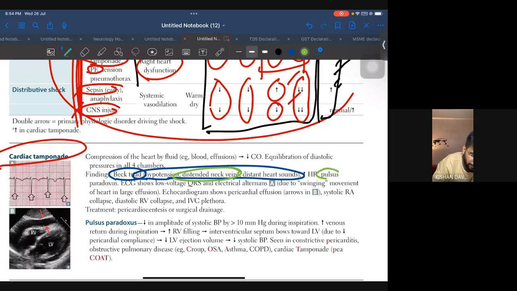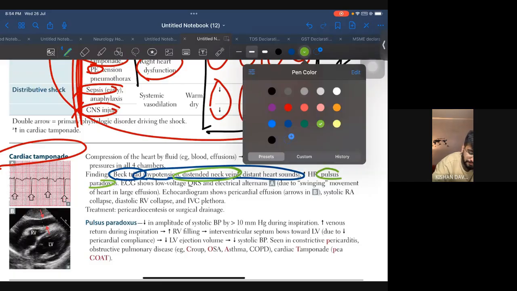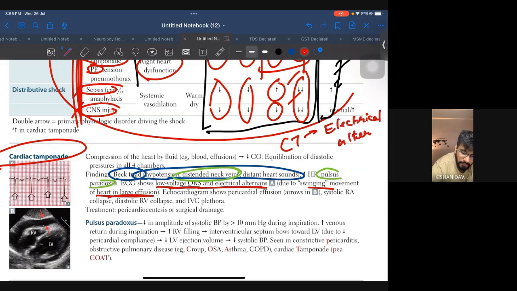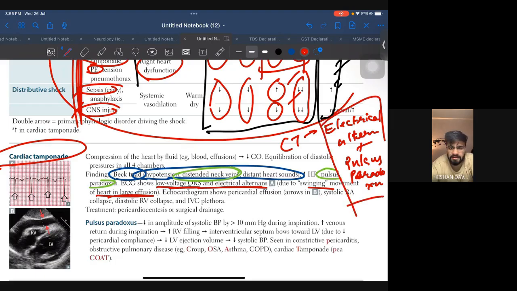Another thing, pulsus paradoxus. Another thing, ECG will show low voltage QRS and electrical alternans due to swinging movement of the heart in large effusion. Now see, cardiac tamponade is the only condition where you will find electrical alternans plus pulsus paradoxus. This is actually a medicine NEET PG question, but if you get it in the question, don't confuse. Electrical alternans is there and pulsus paradoxus is also there, so don't worry about it.